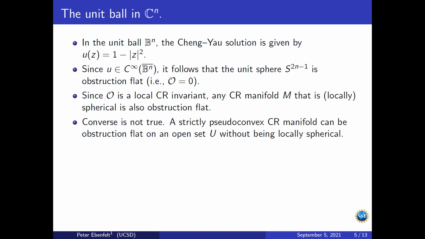And the way to show that is basically by solving Graham's Cauchy problem for the J operator with a suitable additional piece of data. So in fact, it turns out that you can approximate any strictly pseudoconvex CR manifold up to order 2n plus 4 by an obstruction flat manifold.